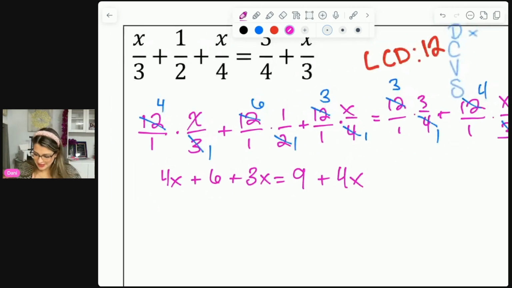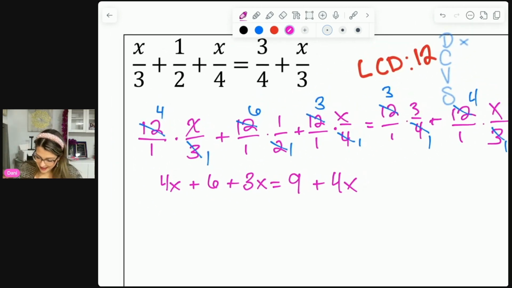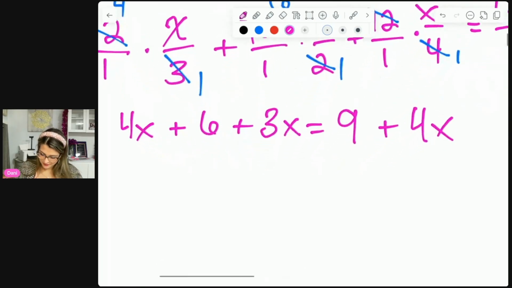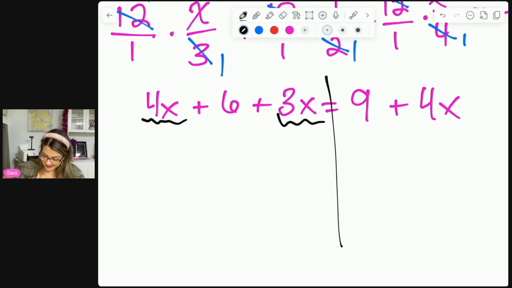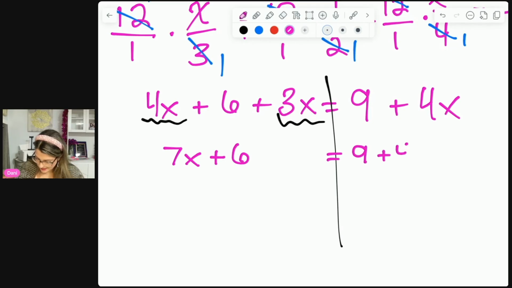Okay, so we go back to our DCVS. Now we can combine some like terms. And I'm going to drop my line down so don't forget about it. So we have 4x and 3x on that left-hand side. That is going to give us 7x. And then I'll bring down all my other pieces.